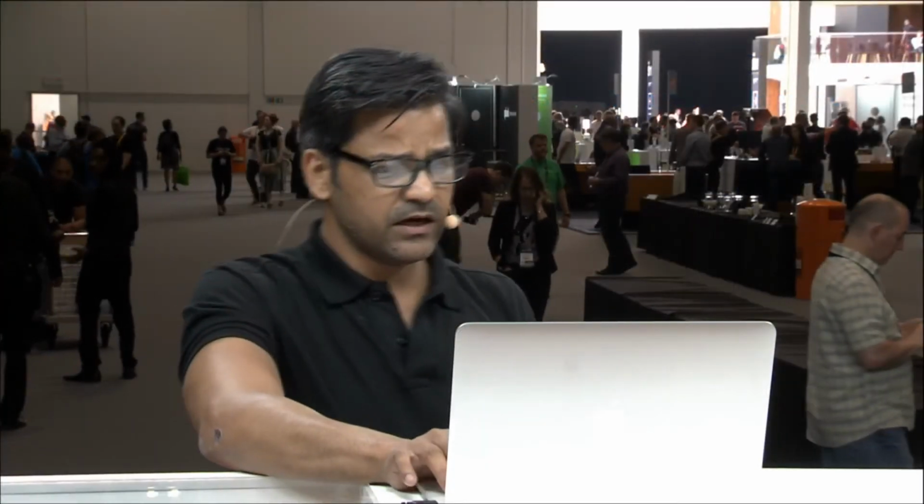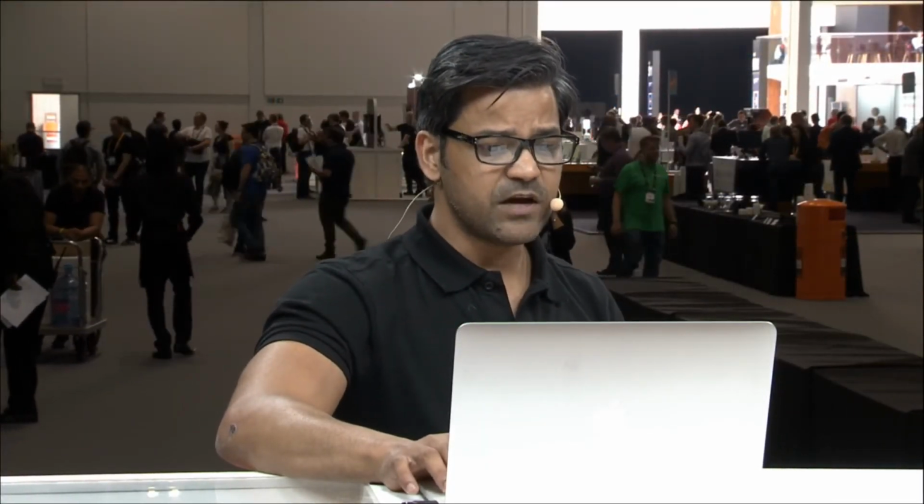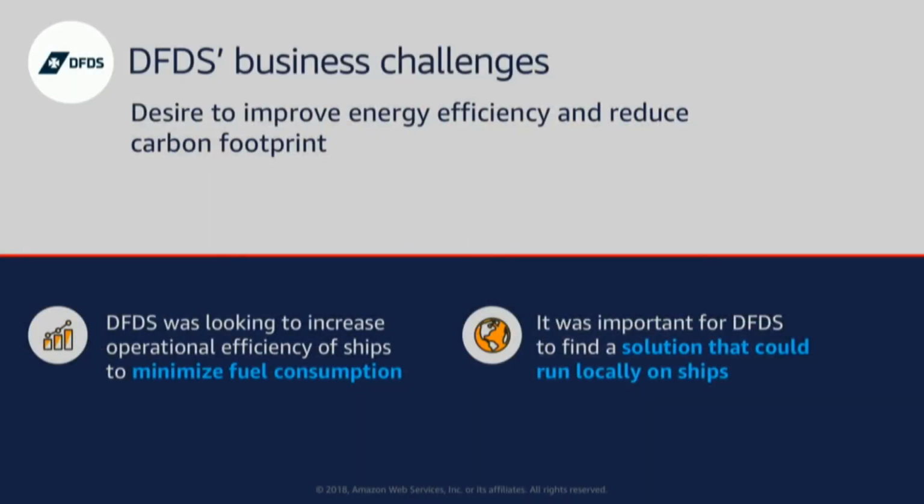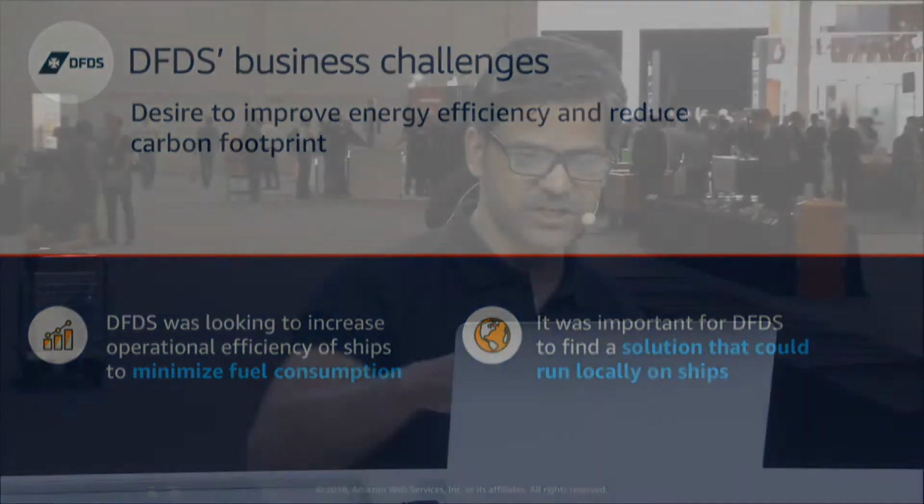I have another one here, which is a company called DFDS. It's a shipping and logistics company. And they had this challenge: they wanted to improve energy efficiency and reduce the carbon footprint of the ships. Now with ships, you can understand, it could be in the middle of the ocean, and you can't guarantee connectivity, right? So how do you still make those decisions? How do you make the right kind of local decisions with the connected devices on the ship?